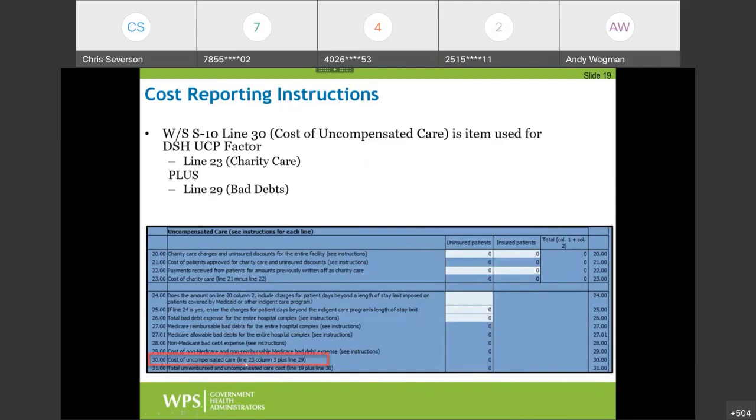So factor 3, as it says right here, it's line 23, which is the cost of charity care, plus line 29, which is your bad debt cost. That's where it pulls the amount from. Now, of course, neither of those numbers are input, but you can see it's separated. Charity care and bad debts come together.